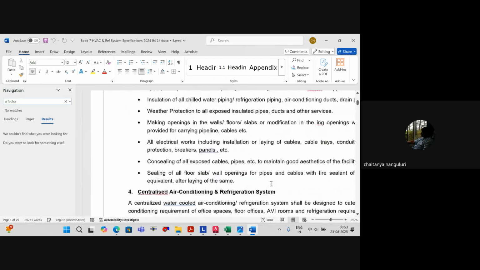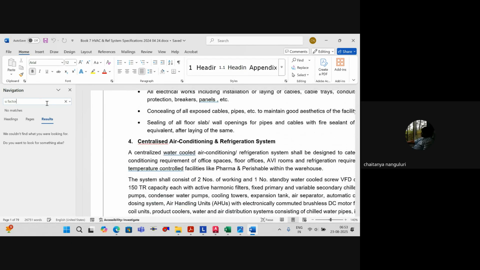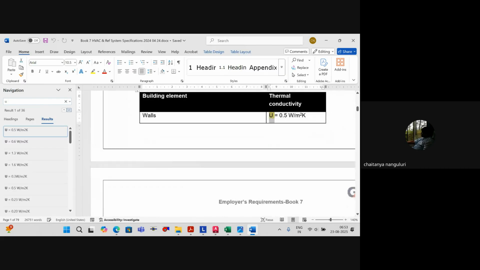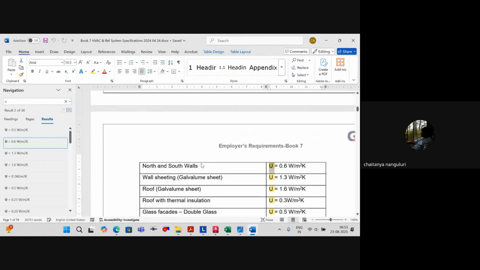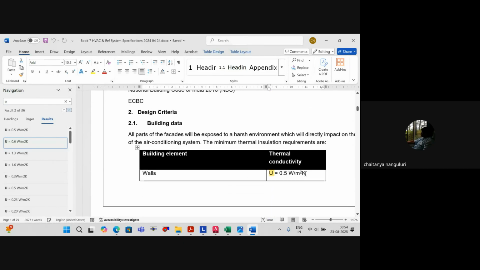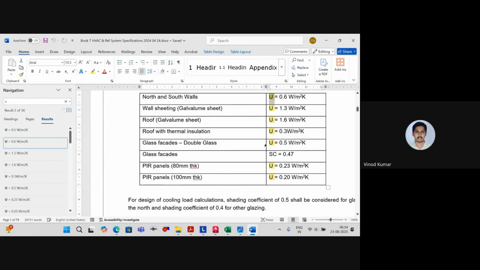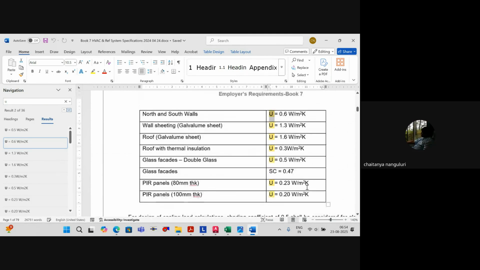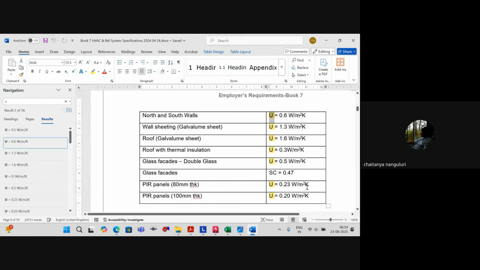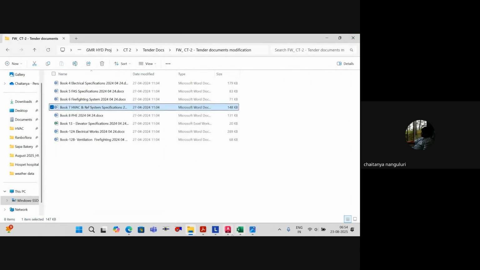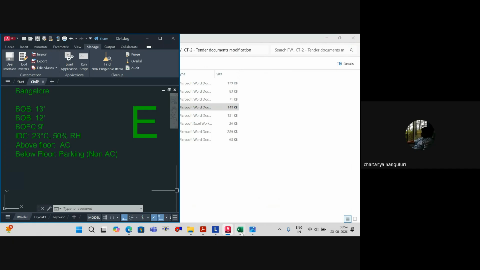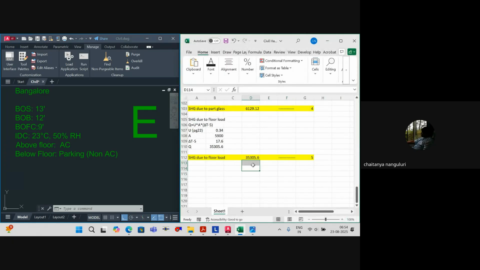Either in this one or in the civil book, we generally make it. Like this we'll provide it. Directly we will tell them, okay, you have to consider this. Understood? Clear? So directly you can get the values from the employer, but of course it's only for the standard jobs, not for all the projects that you get.